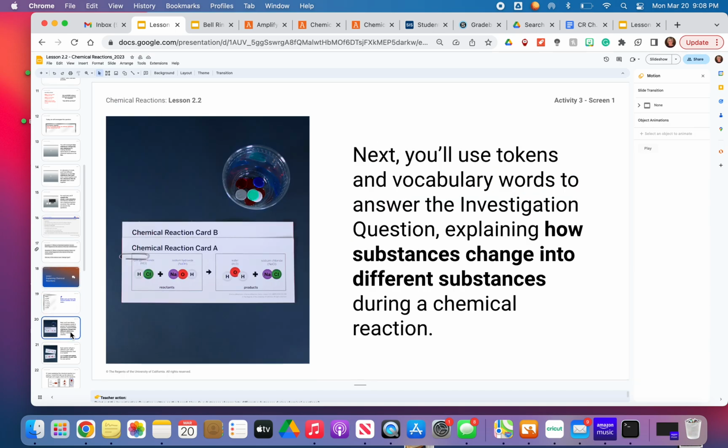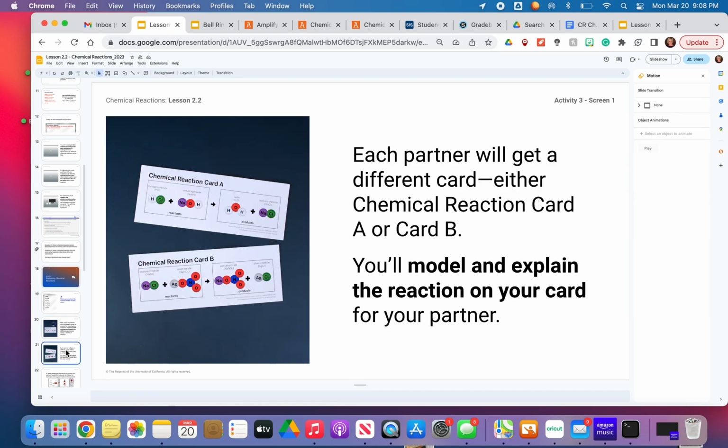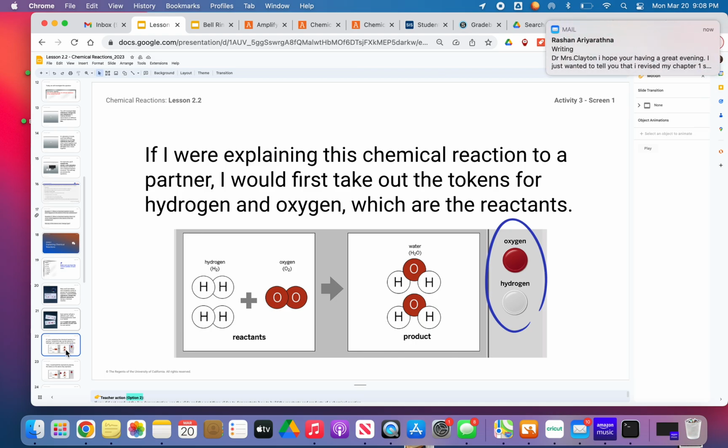The kids had these chemical reaction cards. There's A and B, and they have different chemical reactions on A than what they have on B. And then the table partners had this cup full of different colored tokens, and the colored tokens match with the color of the atom that's in the molecules on their card. Like their hydrogen atoms were white and the chlorine atoms were green, etc. And so what they did is they explained to their partner what happened during a chemical reaction by manipulating those tokens.